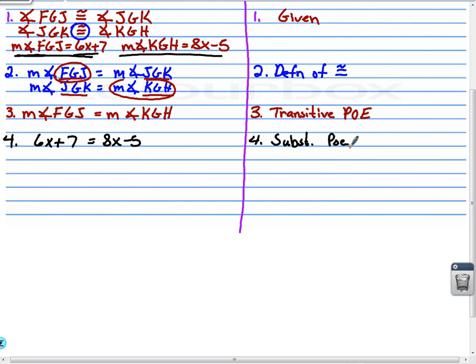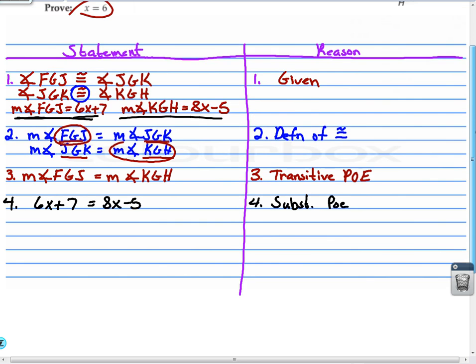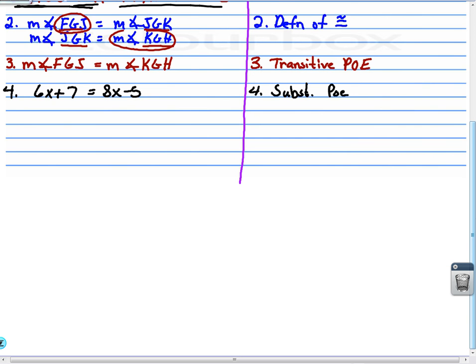So now we're trying to prove that x equals 6. All of a sudden, this has just turned into a problem like you did last night for homework. So from here on out, you're solving this equation. Step number 5, I'm going to say that 6 plus 7 is equal to 2x minus 5. The way that I did that was I subtracted 6x, and I believe that would be the subtraction property of equality.